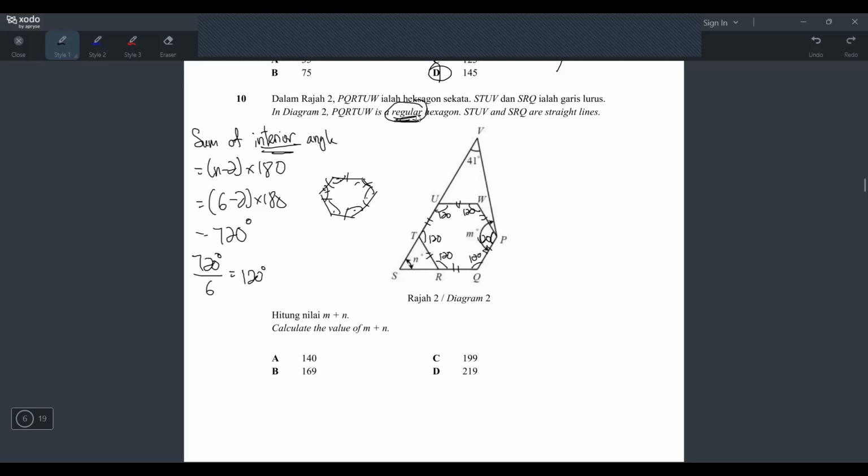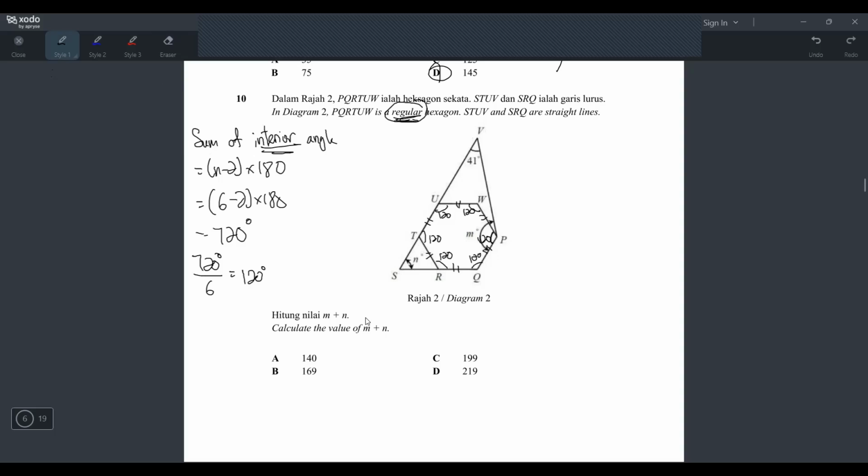But of course, if they never mention the word regular, you can't divide by 6. Because if they never mention regular, the sum is still 720, but each angle will be different, right? Because if the sides are not the same, maybe some is 60, some is 120, it's different. But if they are all the same, then of course you can divide by 6, because you can divide equally. So you can only divide when they say regular.